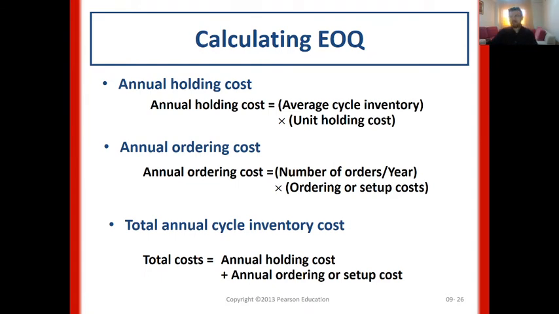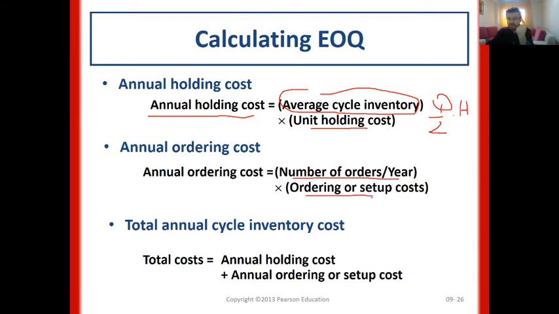So we said that we would like to minimize total annual holding and total annual ordering cost. Annual holding cost can be easily calculated by the average cycle inventory, which is Q over 2, times the unit holding cost, which is determined by the letter capital H. Annual ordering cost is related to how many orders you give in a year, multiplied by the cost of giving one order. This is going to be represented by K and S.